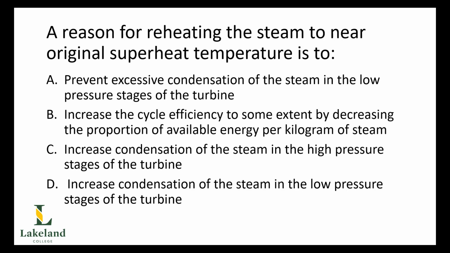A reason for reheating the steam to near the original superheat temperature is to what? Is it to prevent excessive condensation of the steam in the low pressure stages of the turbine? Is it to increase the cycle efficiency to some extent by decreasing the proportion of available energy per kilogram of steam? Is it to increase condensation of the steam in the high pressure stages of the turbine? Or is it to increase condensation of the steam in the low pressure stages of the turbine? Hopefully this one's fairly obvious and you're thinking that it's got to be A. That is to prevent condensation in the back end of the turbine.